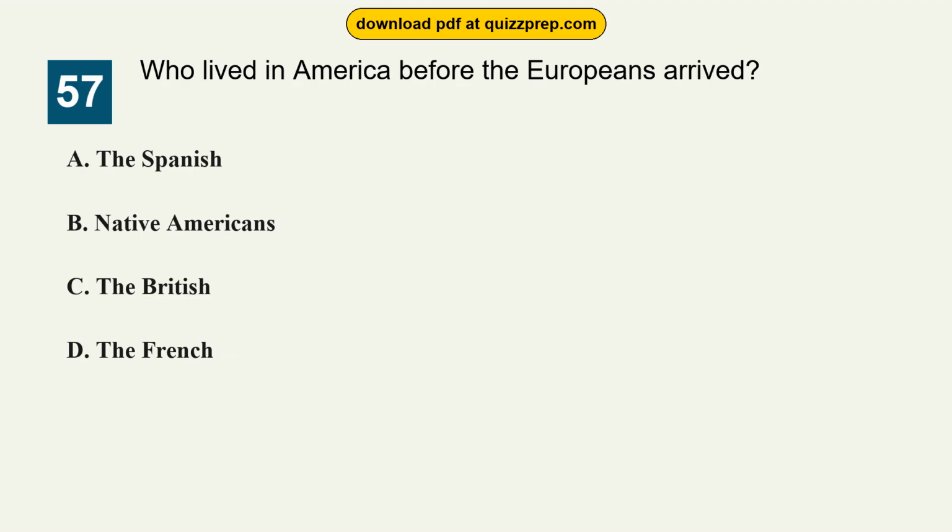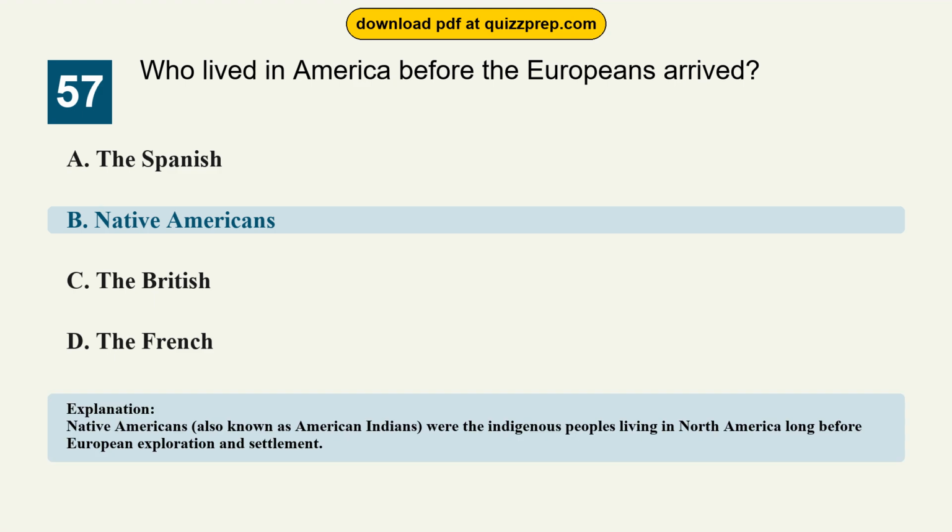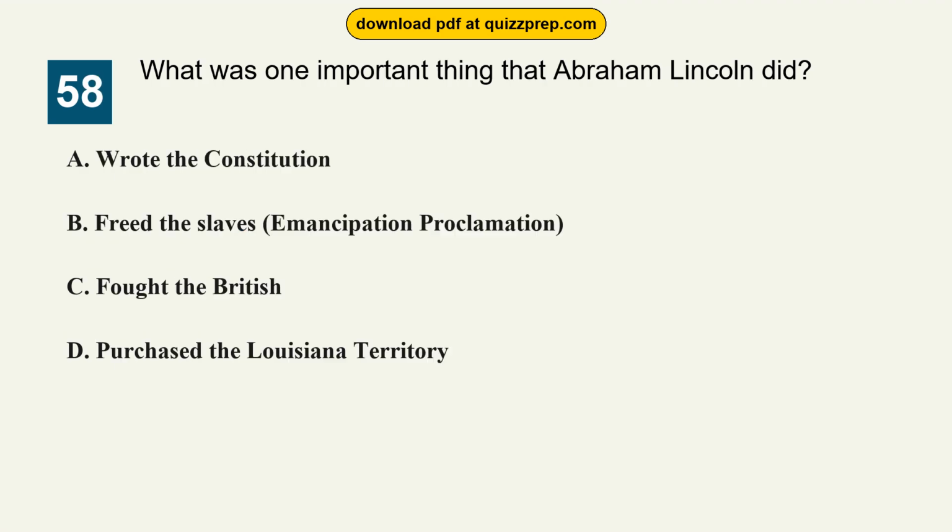Question 57. Who lived in America before the Europeans arrived? Option A, the Spanish. Option B, Native Americans. Option C, the British. Option D, the French. The correct answer is option B, Native Americans. Native Americans, also known as American Indians, were the indigenous peoples living in North America long before European exploration and settlement.